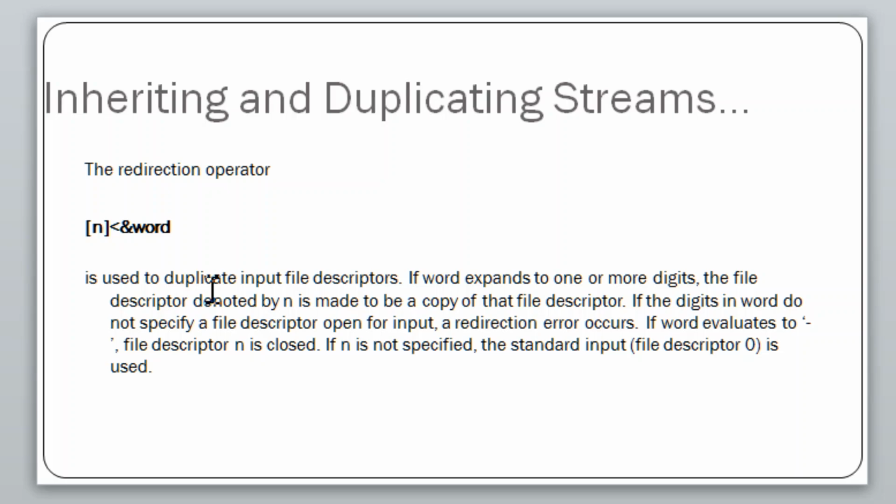So this is used to duplicate input file descriptors. If word expands to 1 or more digits, the file descriptor denoted by n is made to be a copy of that file descriptor. If the digits in word do not specify a file descriptor open to input, a redirection error occurs. If word evaluates to dash, file descriptor n is closed. If n is not specified, the standard input, which is file descriptor 0, is used.